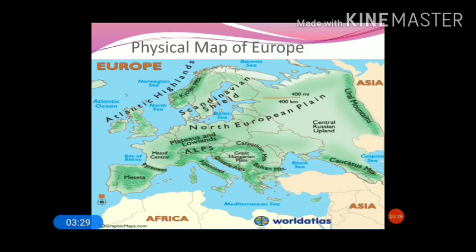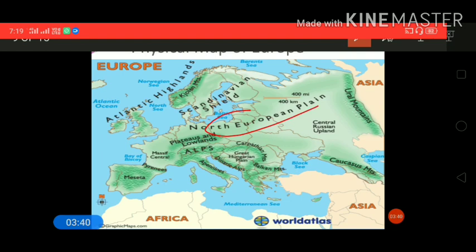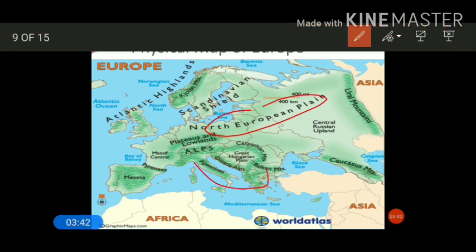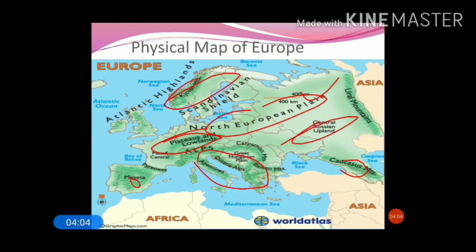This is the physical map of Europe. It shows the physical divisions and physical features of Europe. You have the North European plains. These are the alpine mountain systems, all of these here, and these are the central highlands. This is the region of the central highlands and the central plains. This is the northwestern highland. So these are some of the physical divisions of Europe as shown in the map.